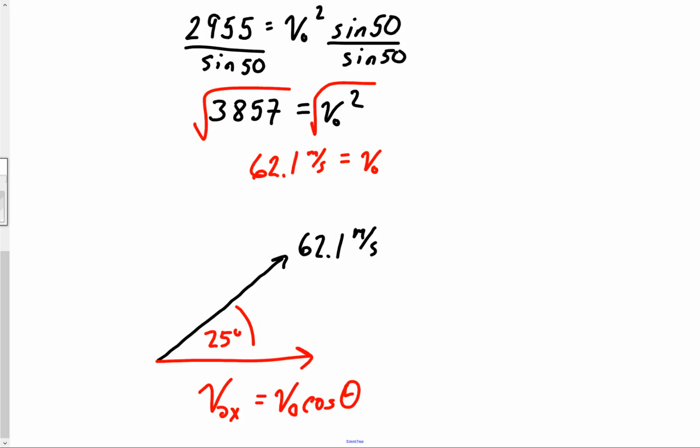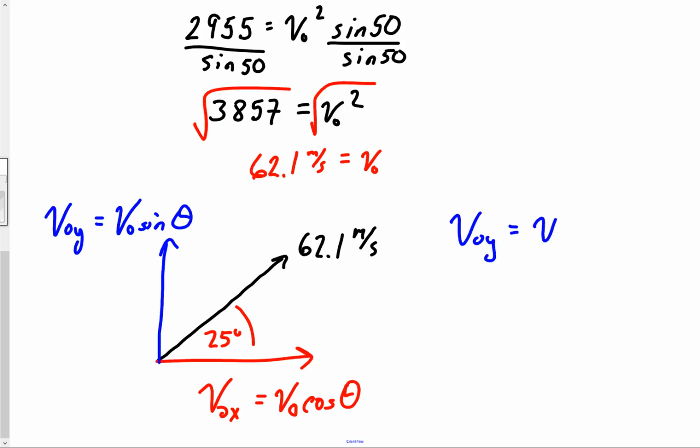And again, I don't even want that. What I really want in this problem is V0y. V0y is V0 sine of theta. And so now let's go and find that. V0y is equal to V0. And you're saying, why are you writing the equation again? Because I want you to memorize it.